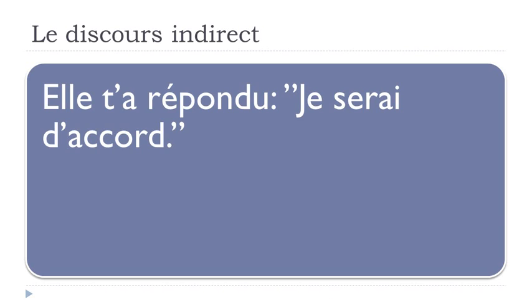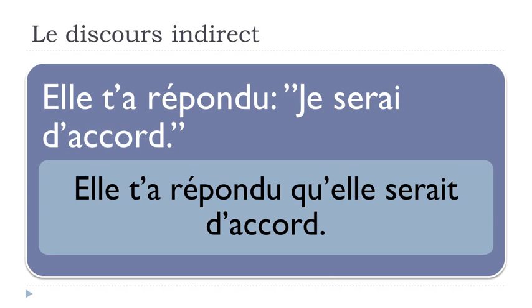So let's have a look now. Elle t'a répondu, je serai d'accord. We do agree that it's still the same here, passé composé, and in the second part, je serai. It's still the verb to be, but remember, it's the futur form, this futur simple. Je serai d'accord. And so it will become: elle t'a répondu qu'elle serait d'accord. They look quite similar, but keep in mind that this form here is the conditionnel présent form. Elle t'a répondu qu'elle serait d'accord.